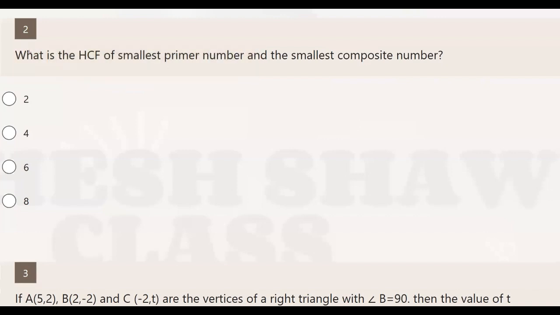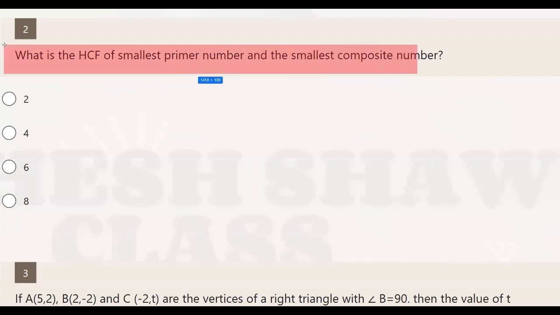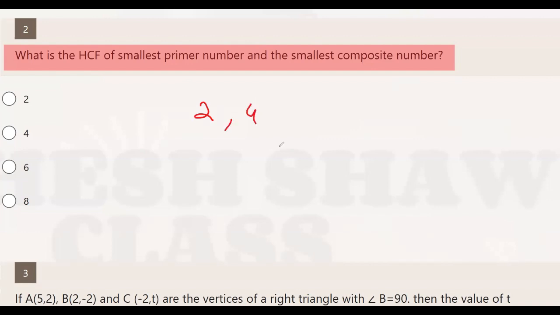The next question is, what is the HCF of the smallest prime number and the smallest composite number? What do we know? 2 is the smallest prime number and 4 is the smallest composite number. If I find the HCF, the factors of 2 is 2 and the factors of 4 is 2 into 2. So 2 is common here, so the HCF is 2. And if it is the LCM, it is 4.